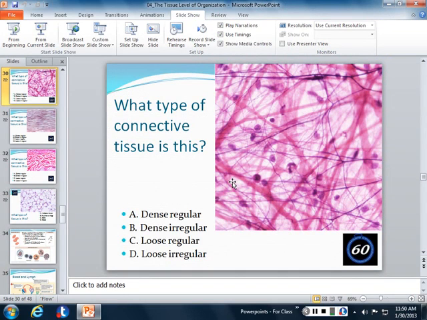So you kind of have that one would be loose irregular, right? Huh? That would be loose. Yes, loose irregular. That's areolar tissue.